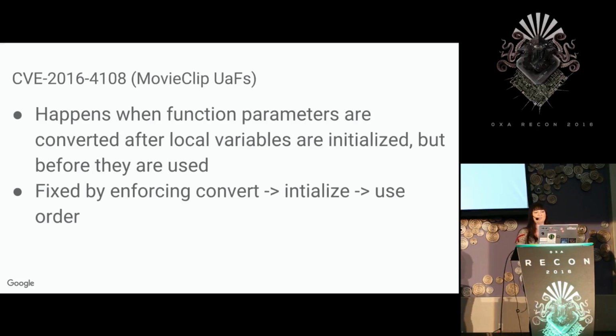It happens when function parameters are converted after local variables are initialized, but before they are used. And it can be fixed by enforcing a convert, initialize, use order. And if you look at, for example, browsers that can be susceptible for this type of problem, that's typically what they do. They have a strict coding style that says you have to convert things first, and then that prevents the use after freeze. And it's hard to be sure you're always doing something in the same order in code, but even making an effort to do things in this order can really reduce these bugs.